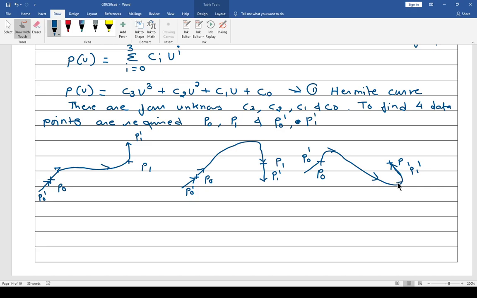Okay, so I hope you are getting how my Hermite curve is going to go like this. So if you want to take a snapshot, or if you want to draw it, draw it. I will wait for some 20 seconds for you.